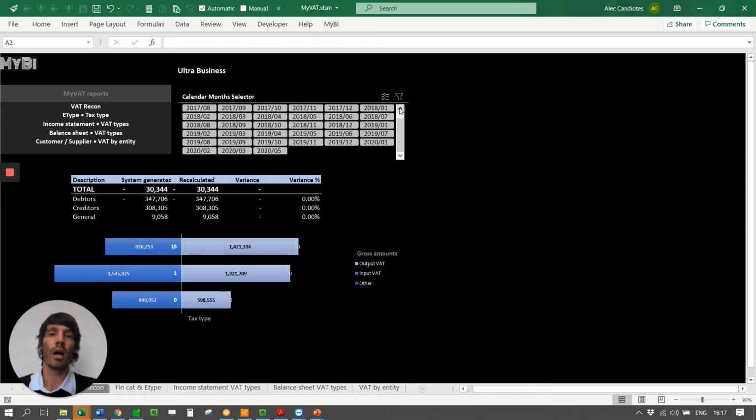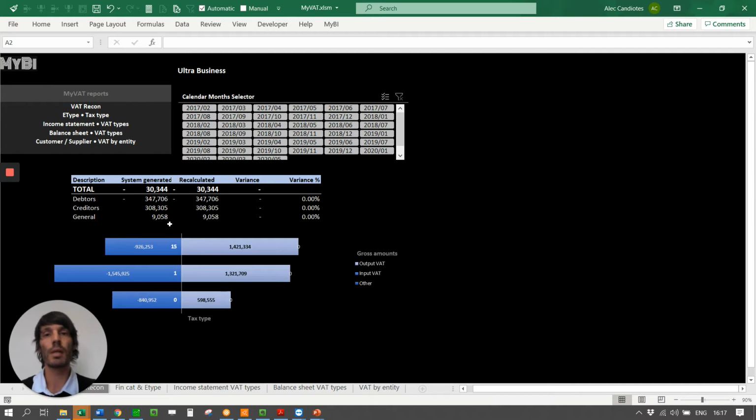The calendar slicer helps you a lot to quickly look at only the period that you want to review, or you can look at everything if you want. This is now everything selected, and this is an overview of the VAT component of debtors. That's how much VAT has gone through debtors. That's how much VAT has been claimed through creditors, and this is a debit also claimed to the general environment.